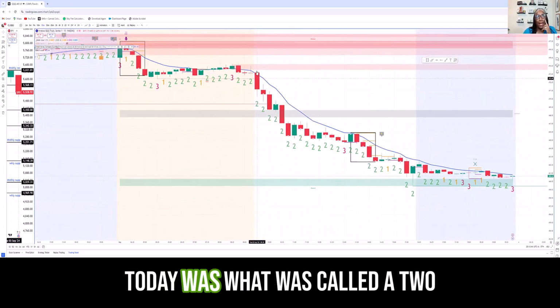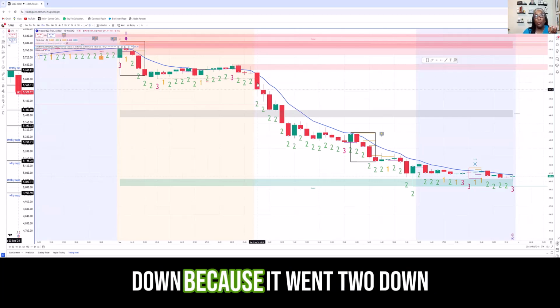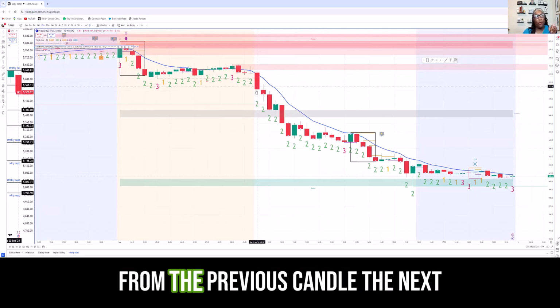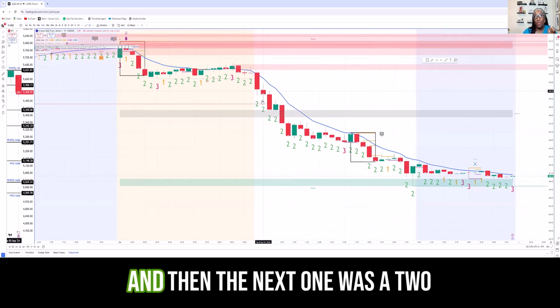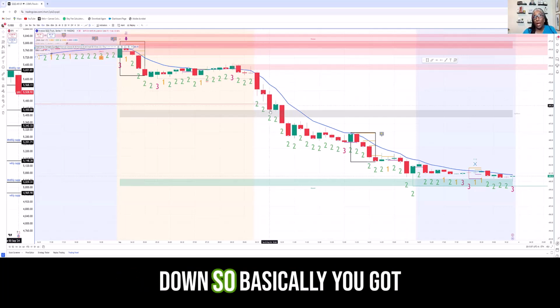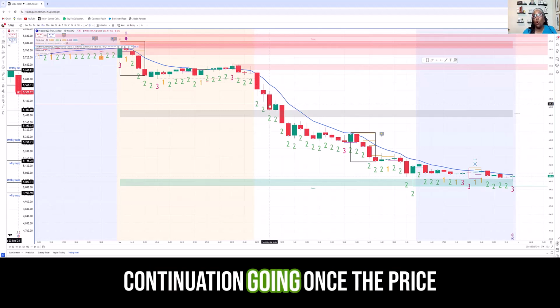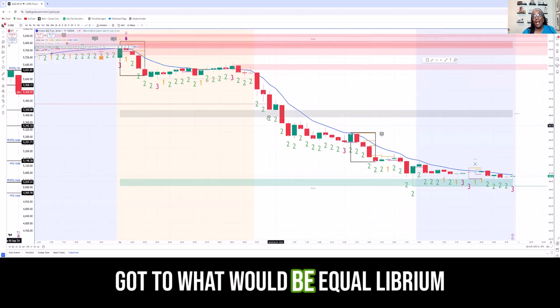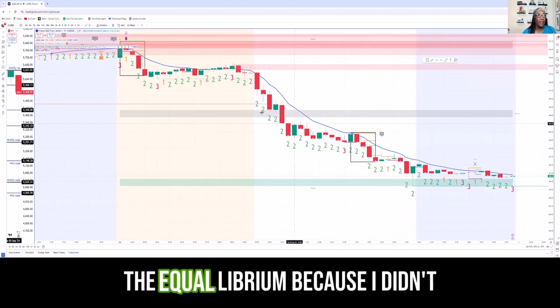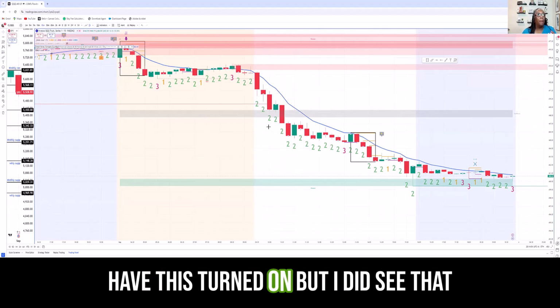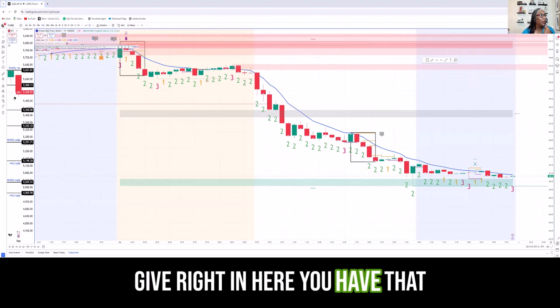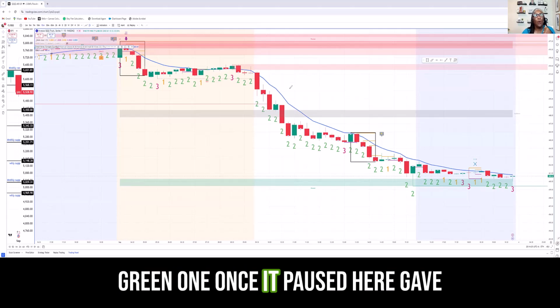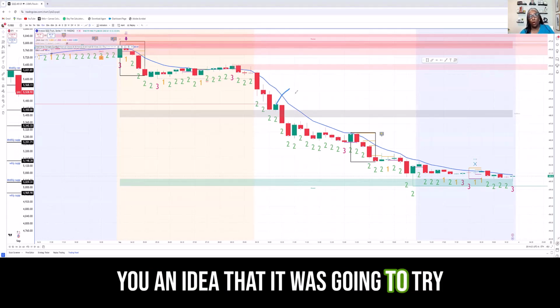So the open today was what was called a 2 down because it went 2 down from the previous candle. The next candle also was another 2 down, and then the next one was a 2 down. So basically you got continuation going. Once the price got to what will be equilibrium, which I didn't necessarily look at because I didn't have this turned on, I did see that it paused right in here, that green one.